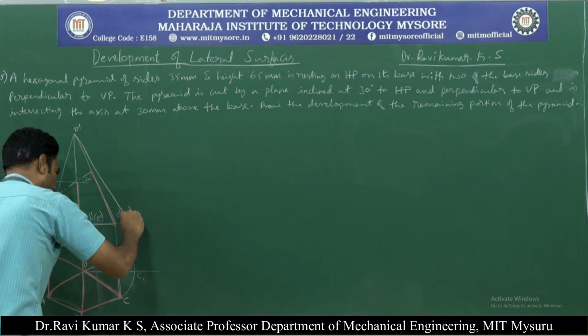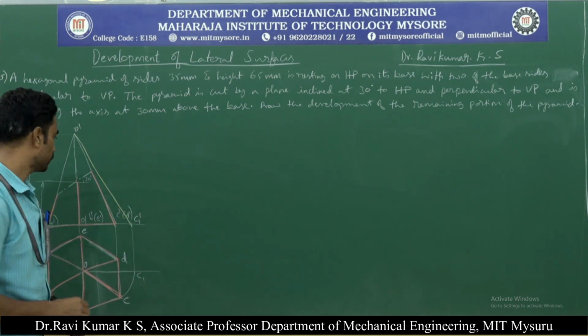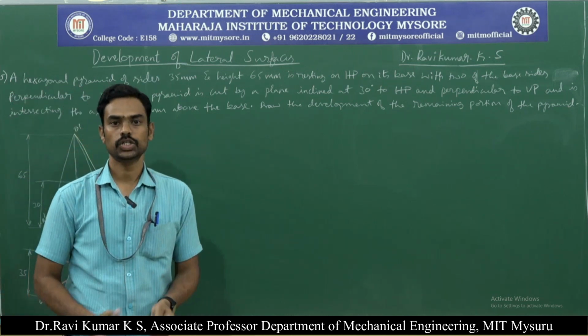If you join O1 C1, that will give you the true length. Okay, O1 C1 will give you the true length of the edge OC.